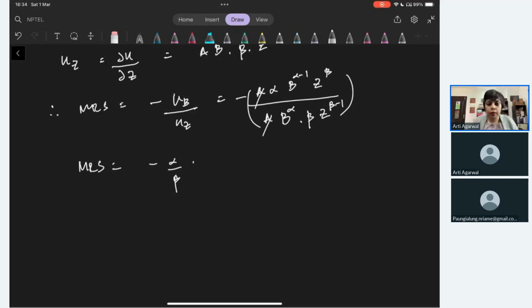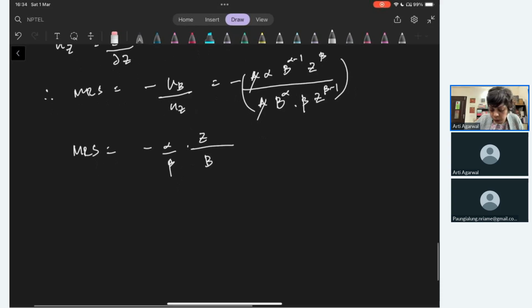So I was just solving this. We have B to the power of alpha minus 1 upon B to the power of alpha. So that is 1 by B in the denominator. And similarly, we have Z to the power of beta in the numerator and Z to the power of beta minus 1 in the denominator. So we have Z in the numerator. So your final expression becomes minus alpha Z upon beta B.